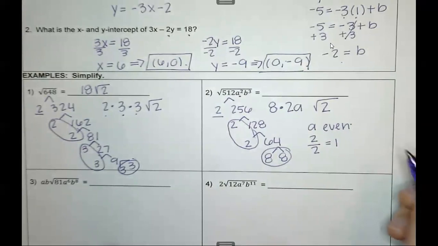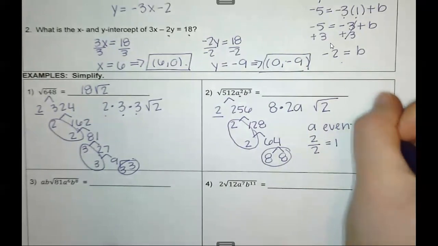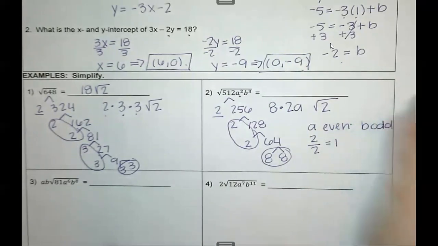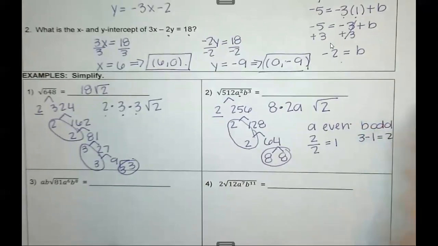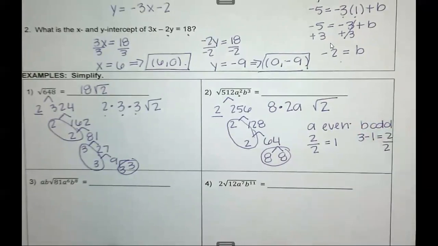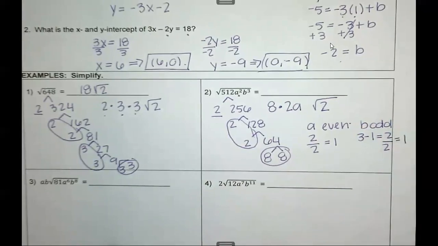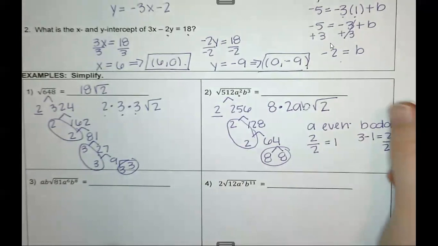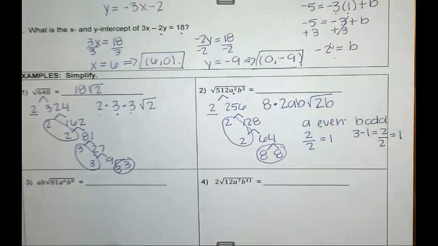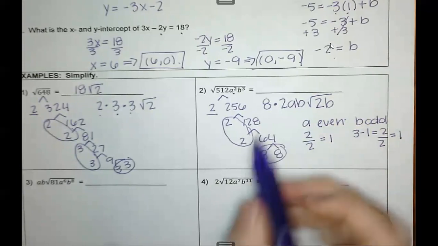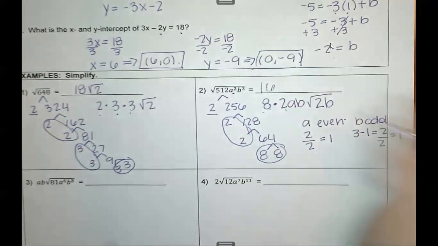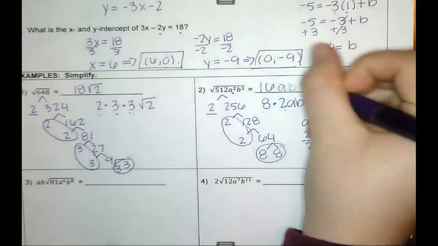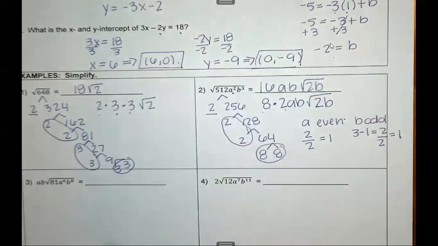Now I have to do B. So B is 3, which is odd. Our rule for odds is to subtract 1. So 3 minus 1 would give us 2. And divide by 2, which would give us 1. So I get to pull out a B to the first power, but because it's odd, I also have to leave a B underneath the square root. So I need to multiply my numbers out here. I've got 8 times 2, which is 16. AB times the square root of 2B.